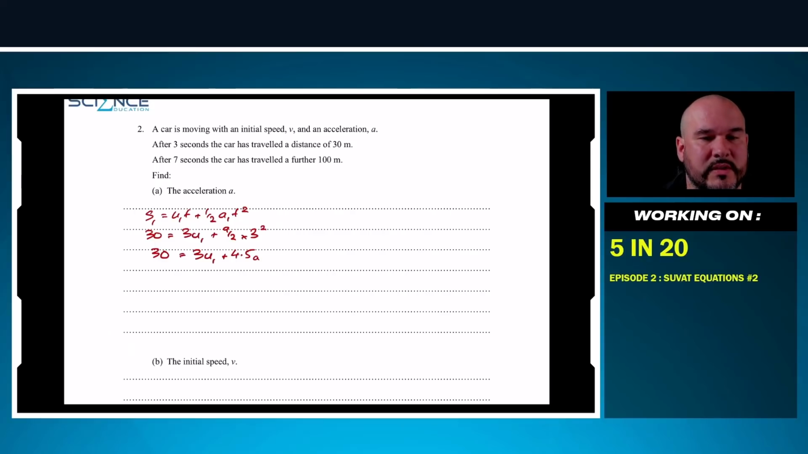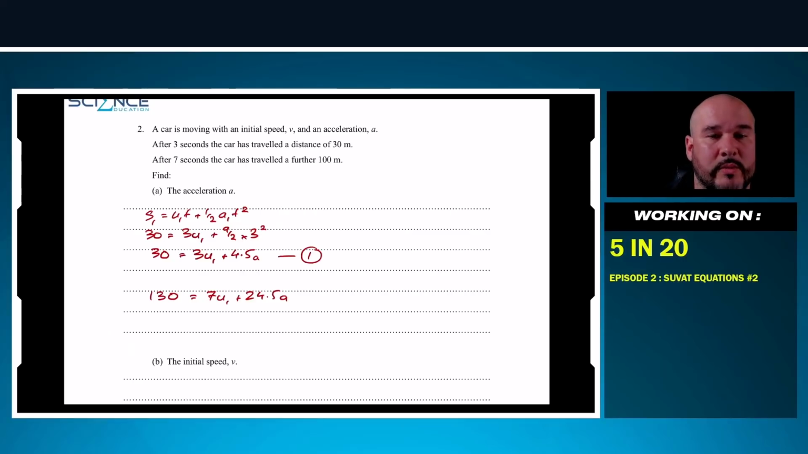We've got after 7 seconds, the car has traveled a further 100 meters. So a further 100 meters means 130 meters in total. After 3 seconds, it's gone 30. After 7 seconds, it's traveled another 100 meters. So in total, its displacement is 130. So we've got 130 = 7u1 + 24.5a.